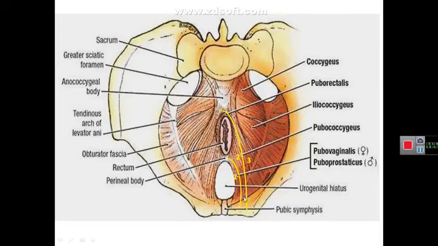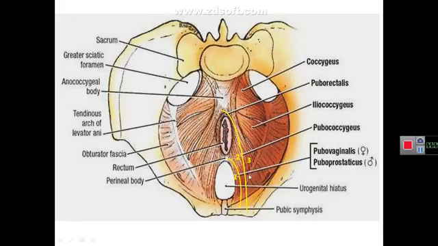More lateral to it, the second part, number 2, is called puborectalis. It originates from the lateral half of the back of the body of pubis, not the medial half, the lateral half, and goes to encircle the anorectal junction, forming a loop around the anorectal junction, and that's why it's called puborectalis.